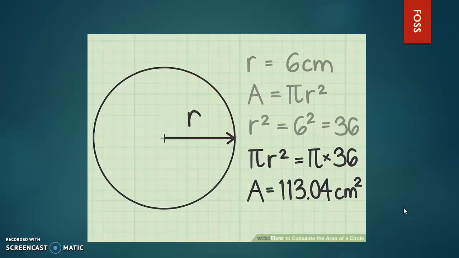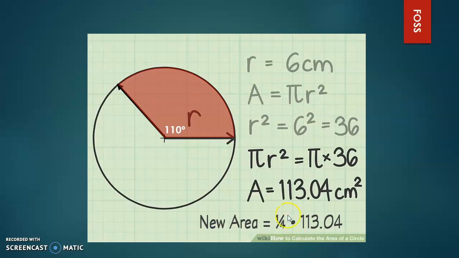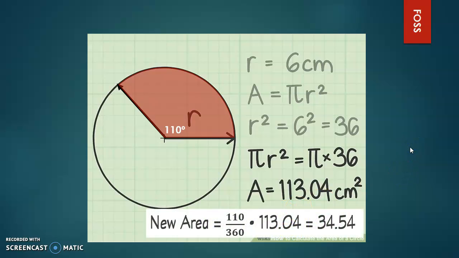Now, that's fine, but what if it becomes a bit more difficult? What if that piece of pie isn't something obvious? What if it's 110 degrees of the whole circle instead of 90 degrees, or 1/4 of the circle? How do we get 110 degrees of this circle? It's a little bit less intuitive, but instead of trying to do 1/4 of the circle, we need to change.